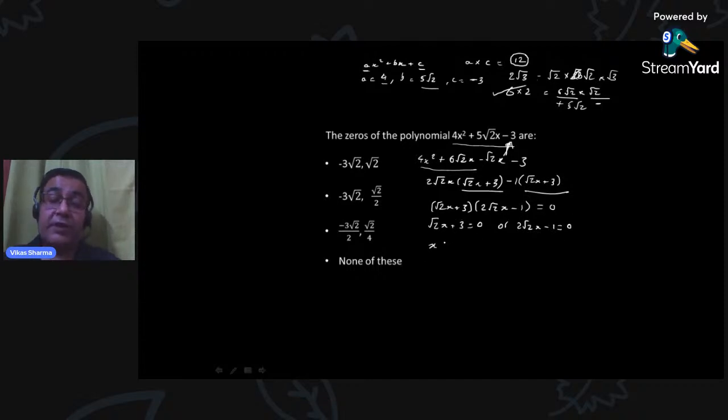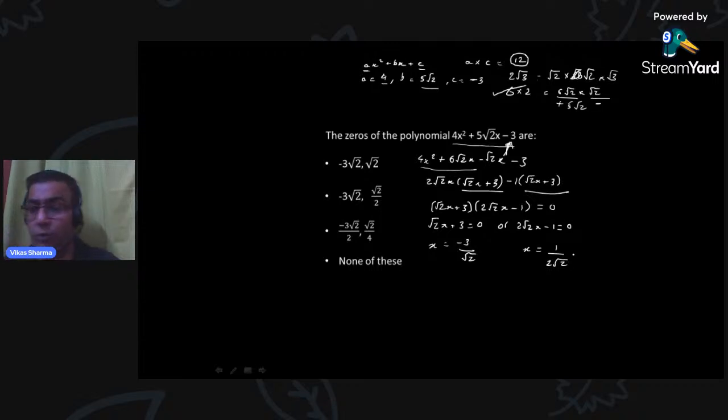So 3 goes to the other side, that becomes minus 3. Root 2 will be divided by that. So we get x as minus 3 upon root 2. And the other one is that here 1 goes to the other side. So x will be equal to 1 upon 2 root 2.